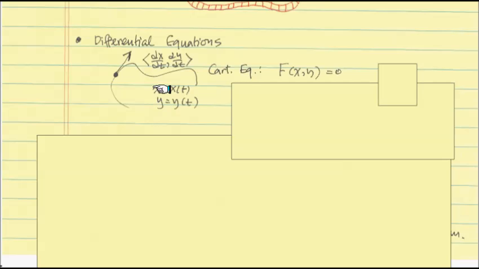Rather than looking at y equals y of x, if you parameterize this graph given by this Cartesian equation, it's better to handle these differential equations in differential form. So we write it like this: x is x of t and y is y of t, a parameterization.